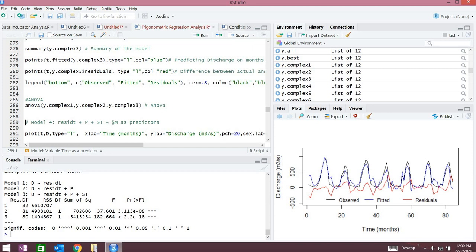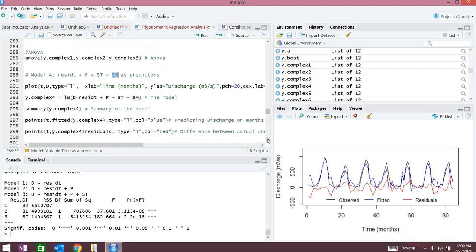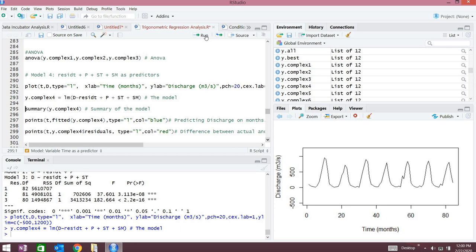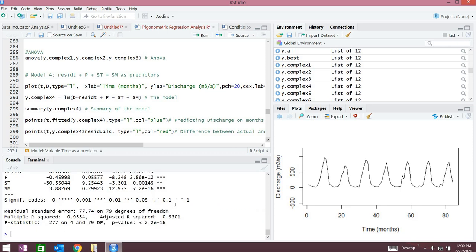We continue, we add our third climate variable, which is soil moisture, but in the model it is the fourth variable. So the four are predictors, model 4. Same thing, we plot time and the discharge. And y.complex4 = lm(d ~ resid + p + st + sm). And we run it. The summary of the model, we are at 93.